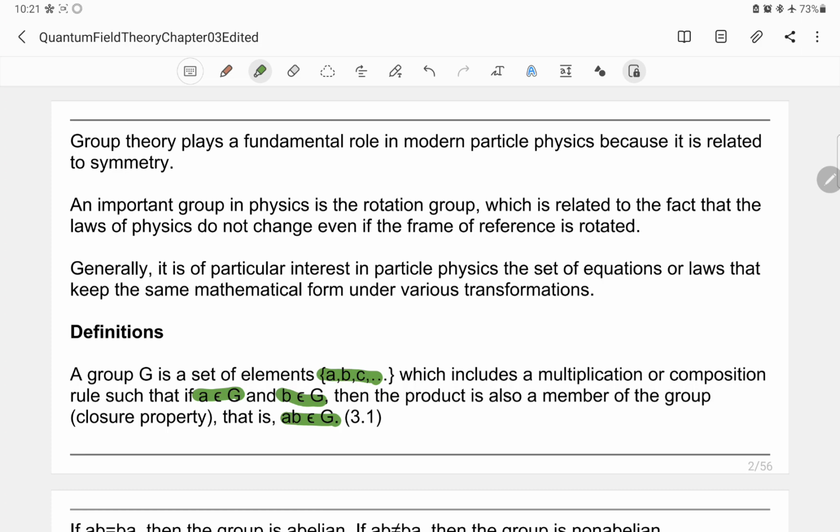This means that actually the composition rule is not the literal multiplication, but just an operation that you do with the elements. The composition rule could be addition, ordinary multiplication, division, or any operations that you can think of for a group.